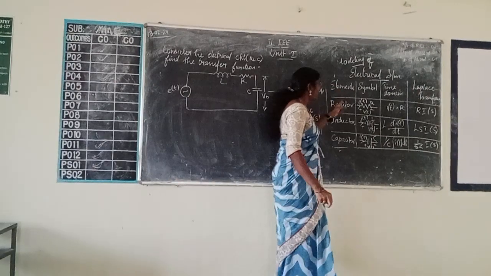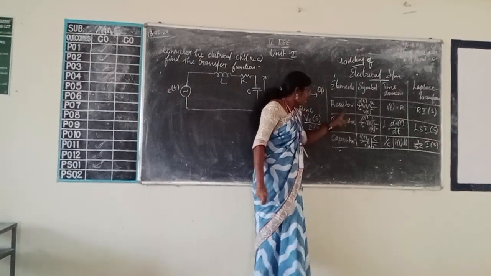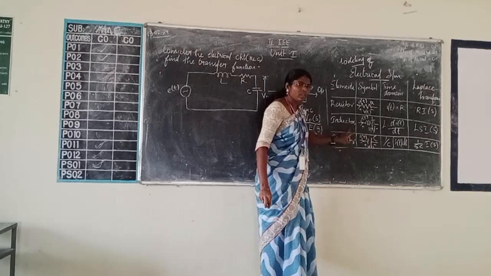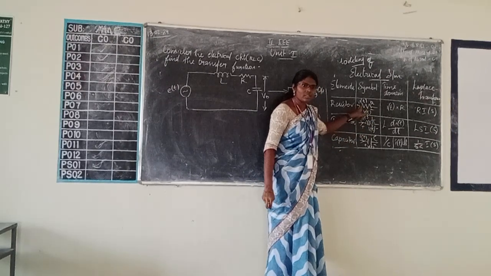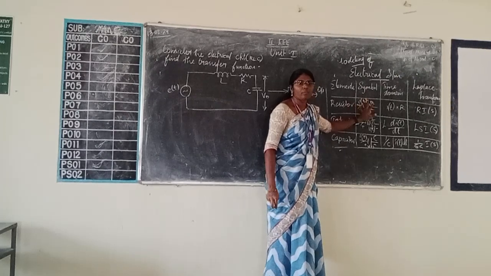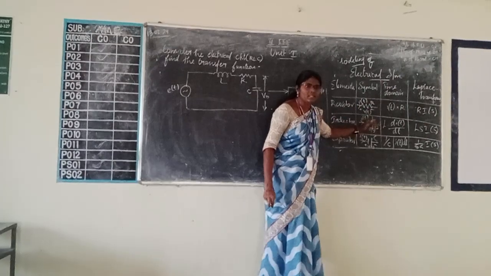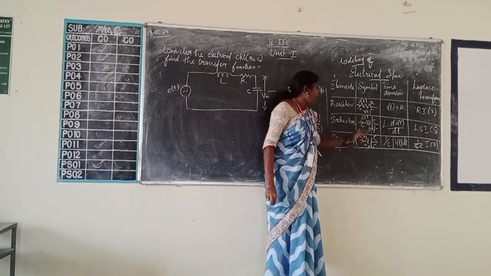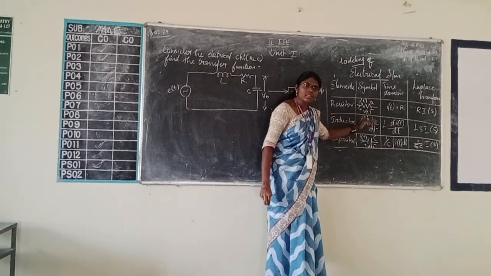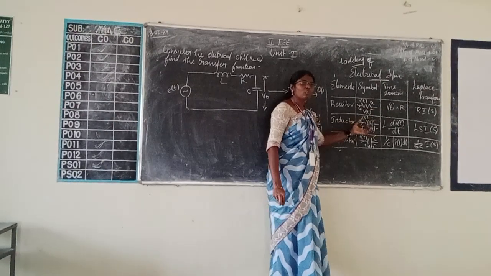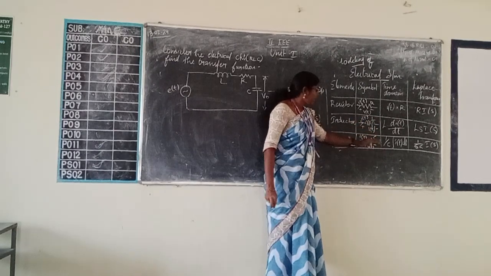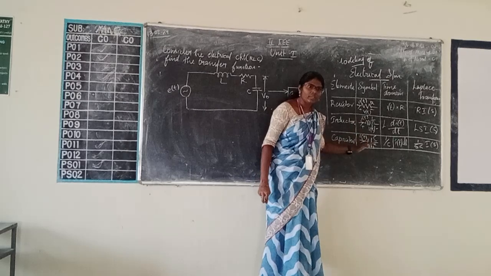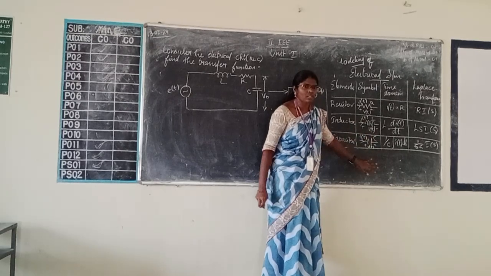First, the elements you have to know: resistor, inductor, capacitor. You know the symbol for each. For the resistor, it will be drawn like this. The current through the resistor with respect to time is I of t, and the voltage across the resistance is V of t. For inductance, it is mentioned with the symbol L, the current through the inductor is I of t, and the voltage across is V of t. Likewise for capacitance, the current flow is I of t, and the voltage across is V of t.